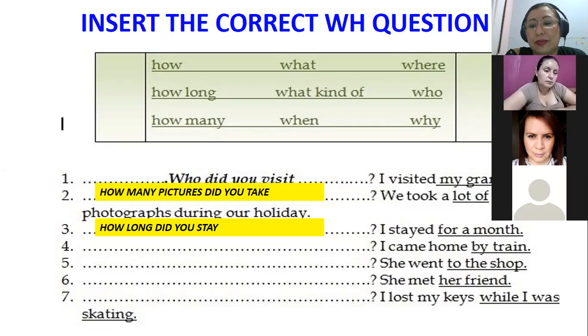¿Cómo les quedó? Question. Where did she go? Okay. Where did she go? She went to the shop. Excellent. Very good. Number six.